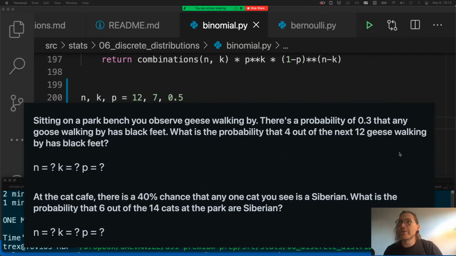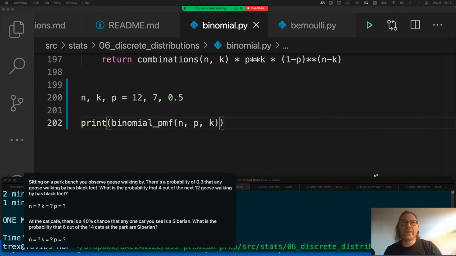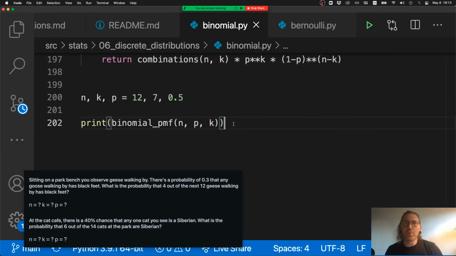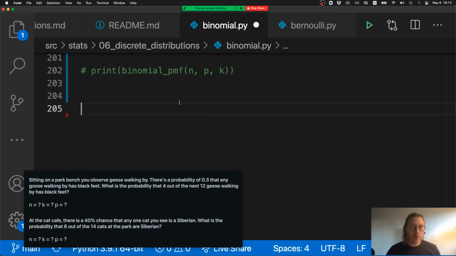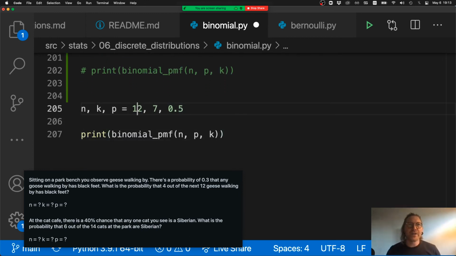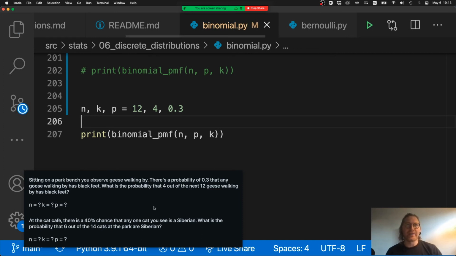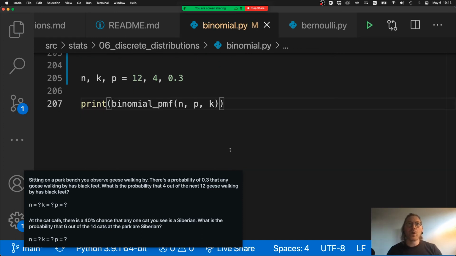All right, so I'm gonna go ahead and solve these. The way that I'm going to solve them is the same way I solved the first one. In fact, I'm just gonna copy this and change these values for n, p, and k. So this first one, sitting on a park bench, you observe geese. There's a probability of 0.3 that any goose walking by has black feet. What is the probability that 4 out of the next 12 geese walking by have black feet? So that would be a k of 4 out of the next 12. All right, so that's one.